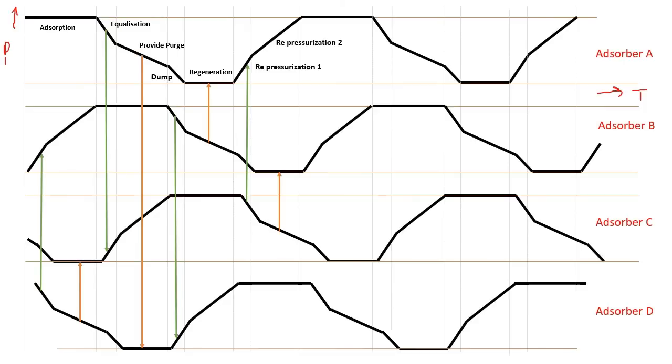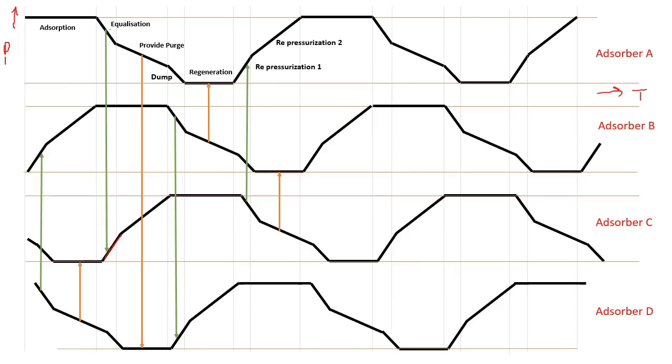And after this depressurization, the regeneration process starts, which is also known as purging. After regeneration, pressurization starts again. Pressurization has 2 steps, which are repressurization 1 and repressurization 2, right? Now, see the situation: when the equalization occurs on one of the adsorbers, the pressure goes down and the same pressure is getting equalized to another drum here.